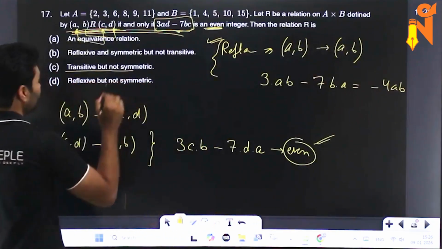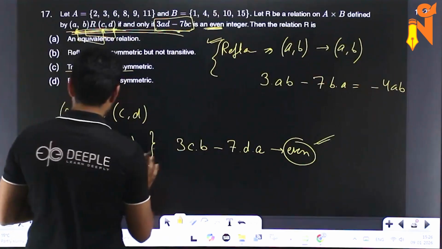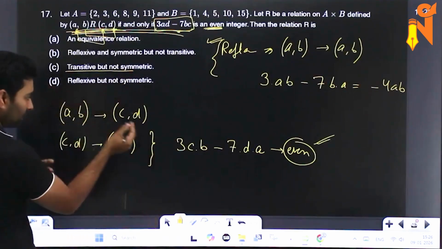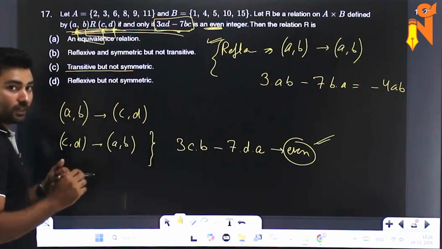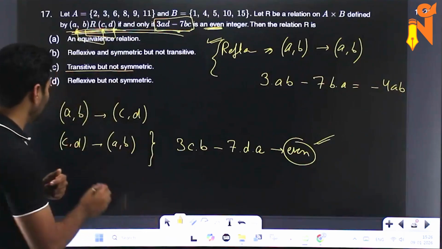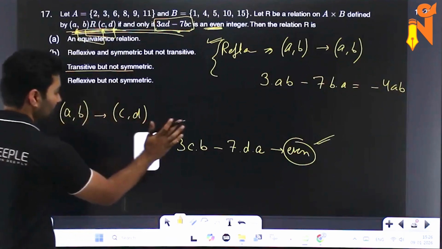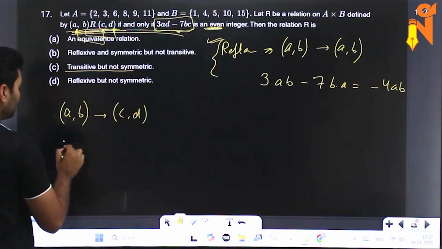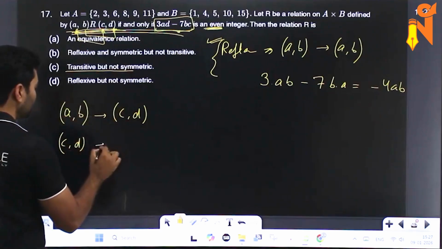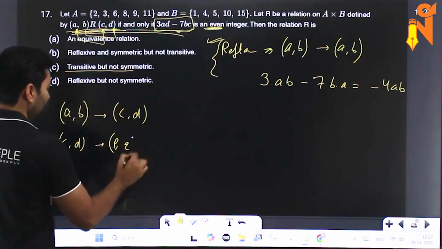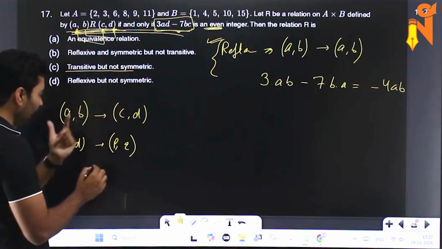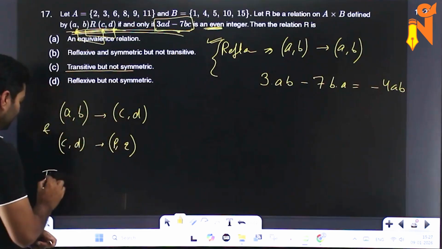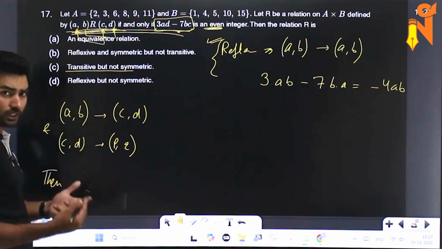Next, transitive. For transitive, this is the given condition, we will pick P and Q here, right? So this is here A B C D, then C D P Q. This is here and this is here, then this is the basic fundamental of transitive, right?